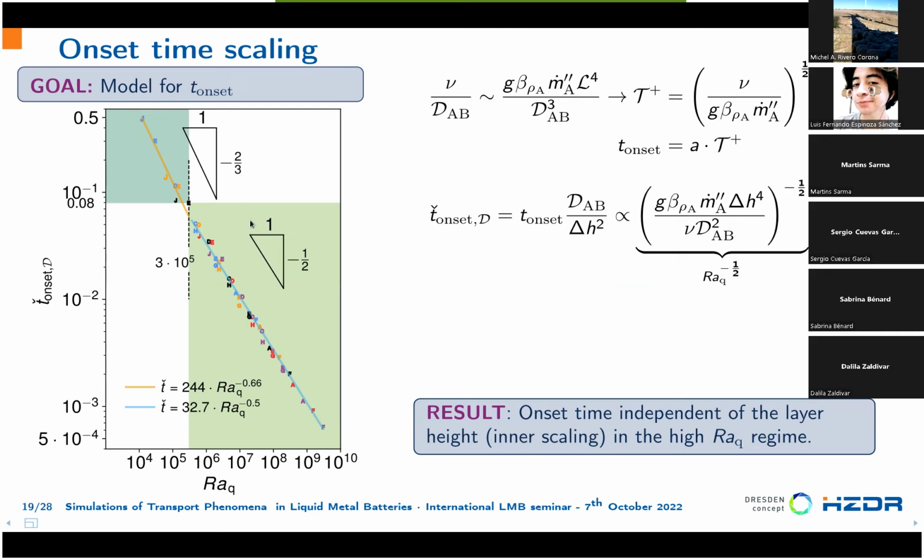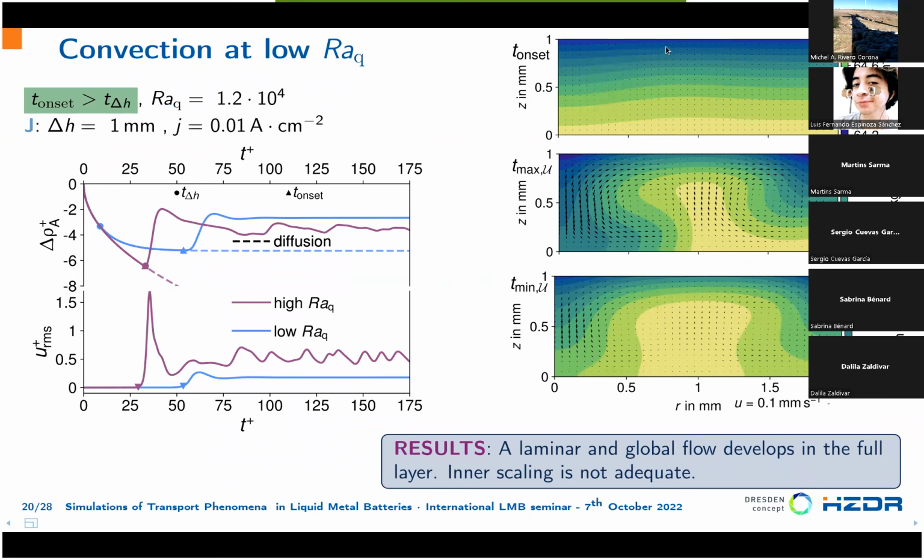And now we study what happened in the low Rayleigh number regime. So in the low Rayleigh number regime, convection starts in the full layer. It's characterized by these very large structures that are relatively laminar, I would say. So the blue line is the low Rayleigh number, and we see that for the velocity we don't observe any oscillation compared with the high Rayleigh number case. And the inner scaling is no more adequate to describe this low Rayleigh number regime.